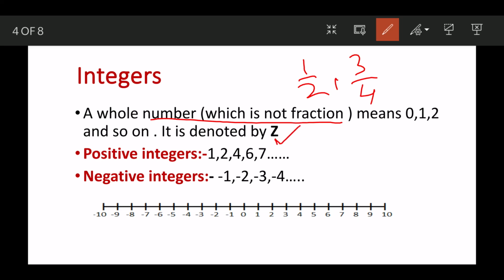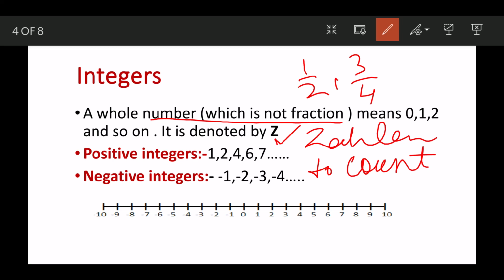Why is it denoted by capital Z? Now you can think like this, no? So Z comes from the German word Zählen, which means to count.